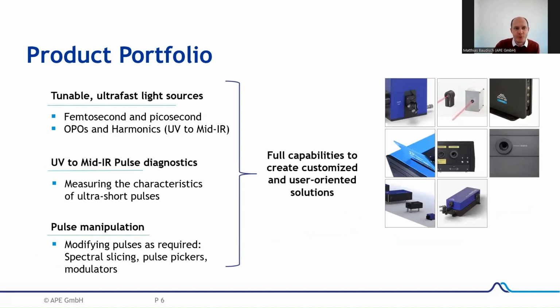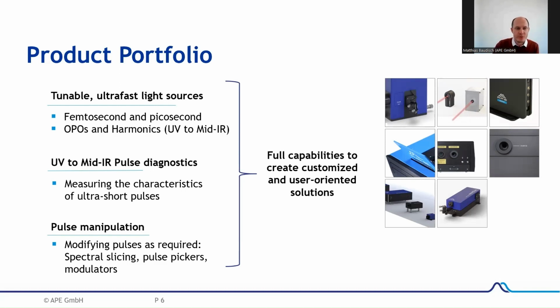The general product portfolio from APE covers a wide range, so there are essentially 3 main branches. One is we produce tunable ultrafast light sources. Ultrafast really means the femtosecond and picosecond range, so no nanosecond, no other ranges. And our light sources are based on optical parametric oscillators and harmonic generation, so we can really cover the full range from UV to mid-IR.